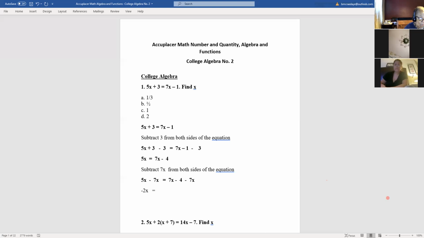What would we have on the right side? 7x minus 4 minus 7x. Minus 4. Minus 4, that's right. Very good, minus 4. Because the 7x plus and the 7x minus add up to 0. So a minus 2x is equal to a minus 4. So what do I do next? Divide both sides. By what? 2. Both sides by minus 2, I mean.